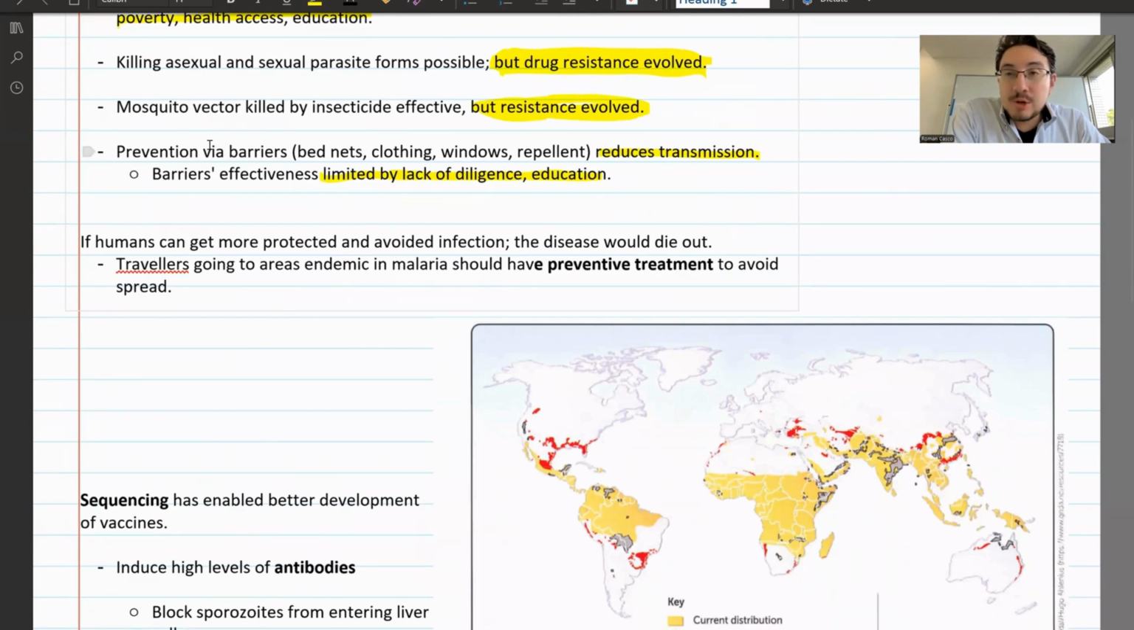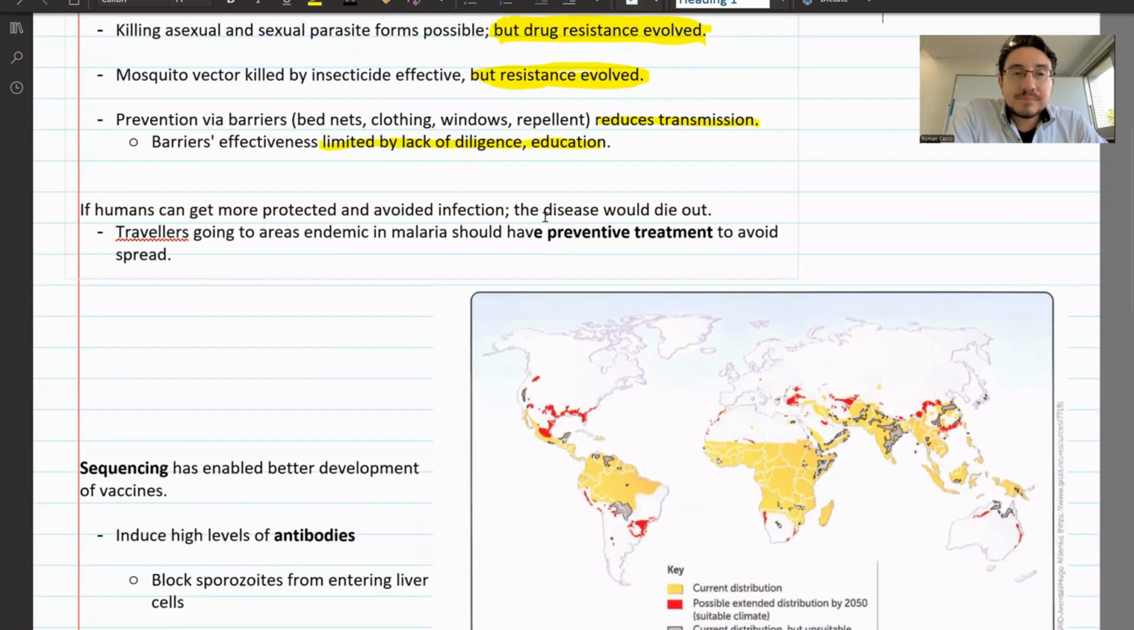Okay. So what are some other ways though that you can prevent this? You can have physical barriers, right? You can have mosquito nets or bed nets, right? Clothing to not even let mosquitoes penetrate the clothing and basically not draw blood from you, right? Have the little net filters on the windows, right? Using repellents all the time would reduce transmission, right?